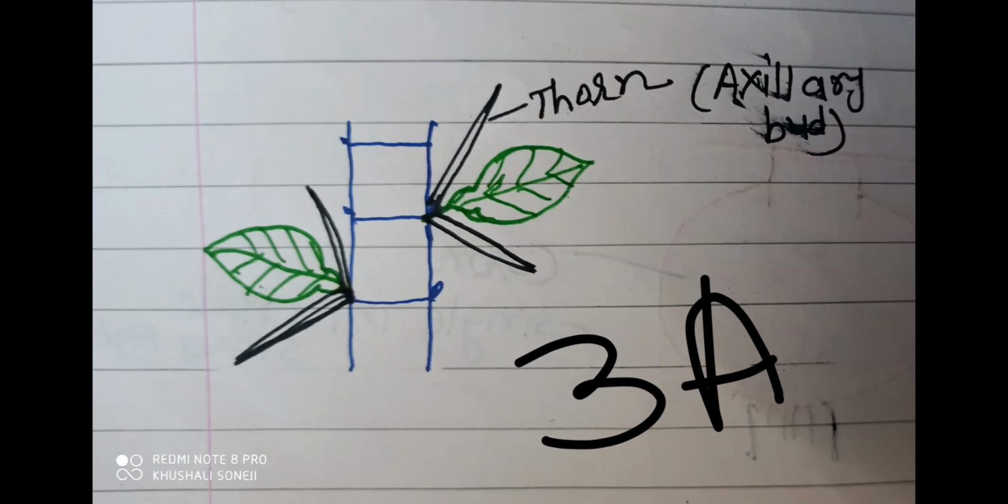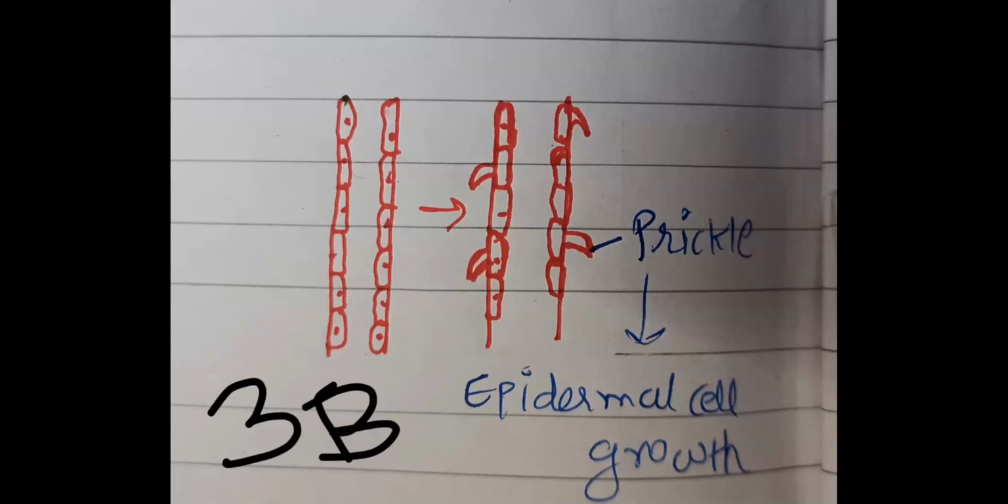Now next, with this thorn, one more piece of information. You must have seen it in rose, right? You have seen it in rose. Yes or no? Right. But in rose, the pointed structures, not thorns, pointed structures, can we easily break them? Yes or no? Yes, right?